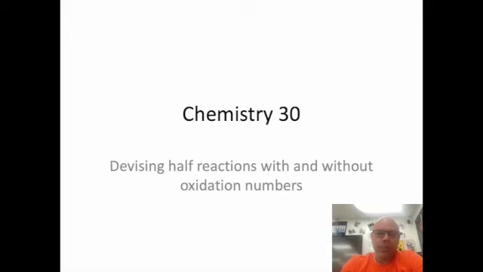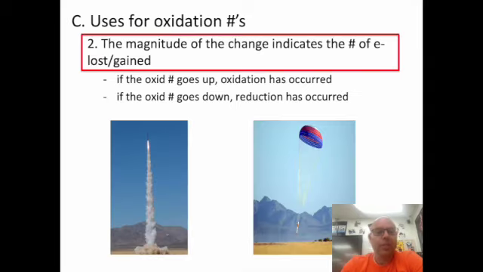Hello students, this lesson is called Devising Half Reactions with and without oxidation numbers. So, quick review: with oxidation numbers, the magnitude of the change indicates the number of electrons lost and gained. If the oxidation number goes up, like if the rocket goes up, we've lost electrons.